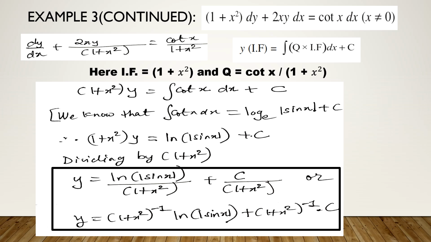You know integral of cot x, it is log of mod sine x. So log of mod sine x, but log with the base e, so that you can also write as ln. Both are same. So 1 plus x square into y is equal to log mod sine x plus c. Again, you need y on the left hand side, so divide the equation by 1 plus x square. So your final answer is y is equal to 1 plus x square raised to minus 1, or 1 upon 1 plus x square into log mod sine x plus c into 1 plus x square raised to minus 1, or c upon 1 plus x square.